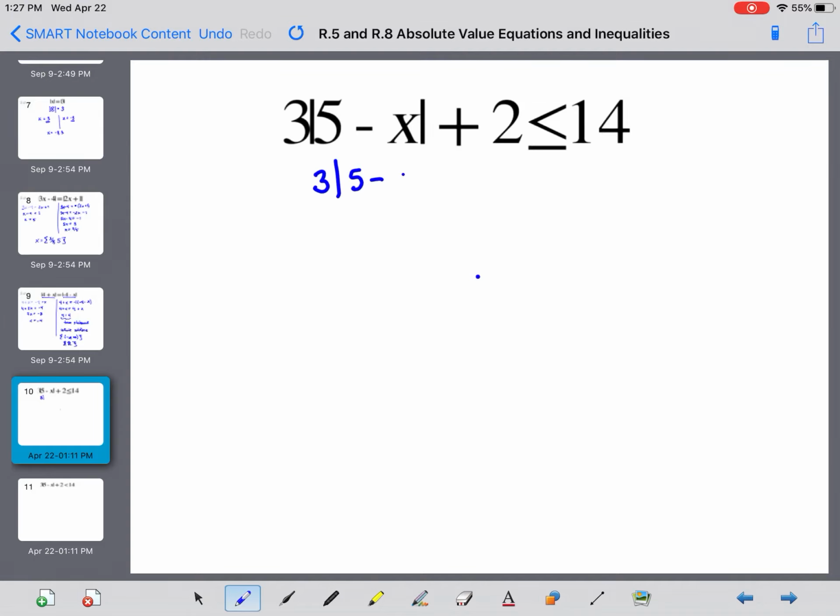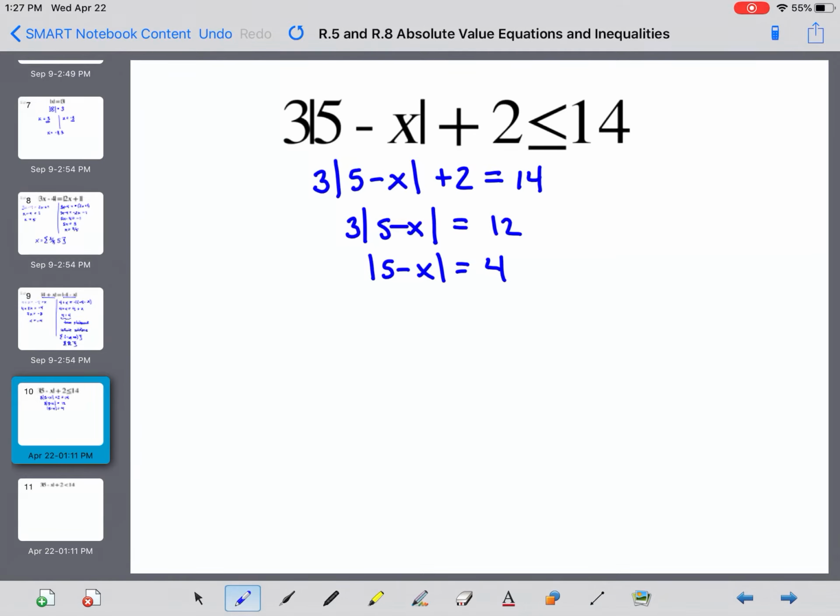So looking at this problem, what I'm going to do is I'm just going to rewrite it as is, but I am going to put in an equal sign instead. And now this is something that I know how to solve. I need to isolate the absolute value. So the first thing I'm going to do is take away 2 from both sides, and then let's divide both sides by 3. And so here's my equation. 5 minus x, the absolute value of that, is going to be equal to 4.